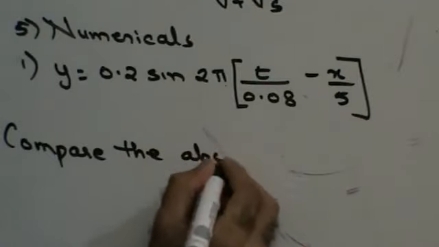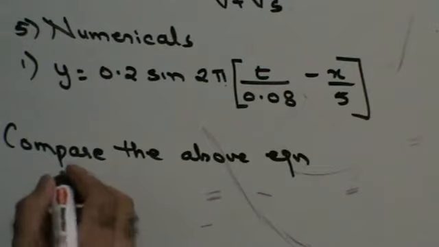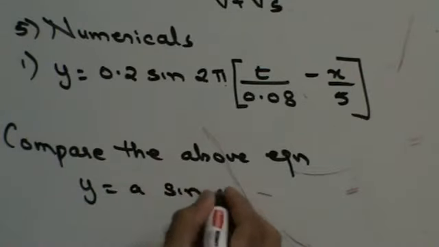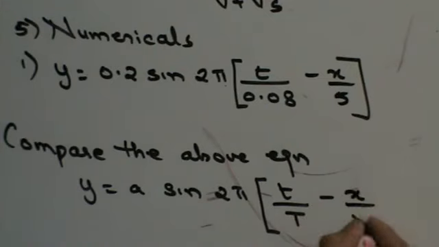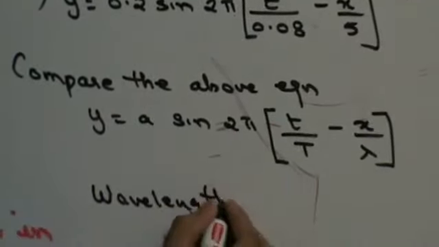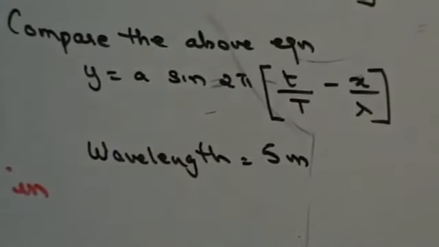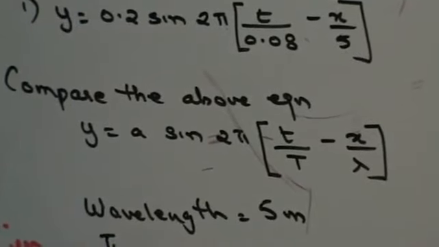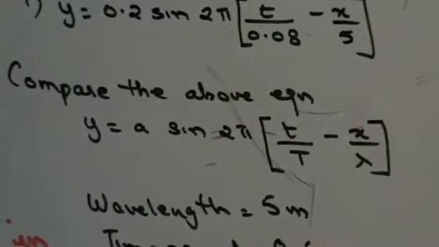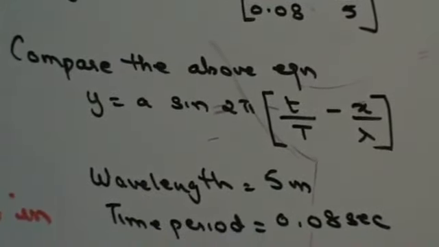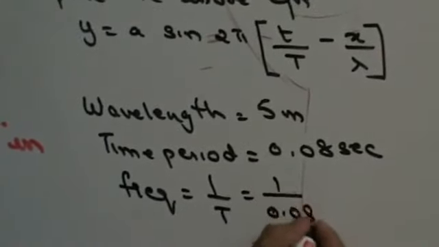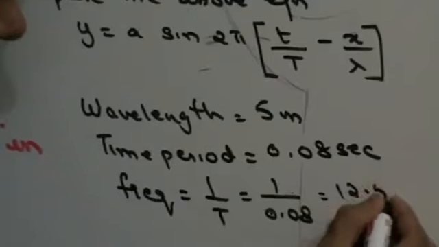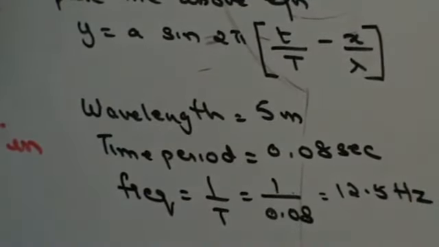Compare the above equation. If I compare this equation with y is equal to a sine 2 pi (t by T minus x by lambda), we've done this derivation, then I'll get the wavelength as 5 meters, right? The time period is going to be 0.08 seconds. And what else have they asked you to find out? Wavelength and frequency. Frequency is 1 upon T, that is 1 upon 0.08. When you divide this, you will get 12.5 Hertz. Right? Next, take down the next one, please.